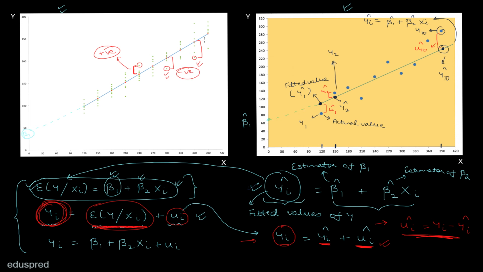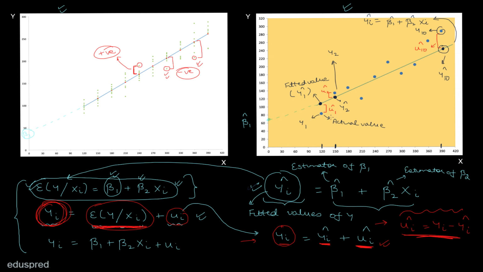Okay. And we can apply the same logic to ui hat as well. Basically, ui hat is the difference between the actual value and the fitted value. So if the actual value is above the fitted value, then ui hat is going to be positive. And if the actual value is below the fitted value, then ui hat is going to be negative. In other words, if the blue dot is above the population regression line, then ui hat is going to be positive. And if the blue dot is below the population regression line, then ui hat is going to be negative.